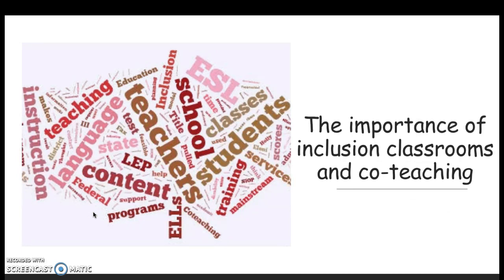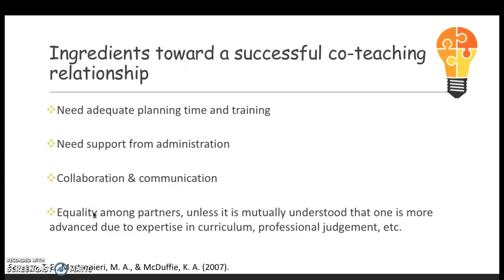So now we're going to go into the importance of inclusion and co-teaching. So some things that need to go into creating a great co-teaching relationship would be the time for planning. I know in a lot of the research it said that that was one of the constraints, is that teachers felt like they didn't have enough planning time. So for co-teaching to really work, they need to have a great amount of planning time and also appropriate training.